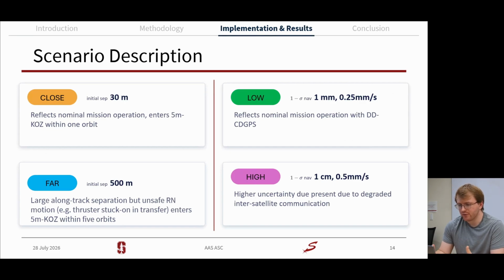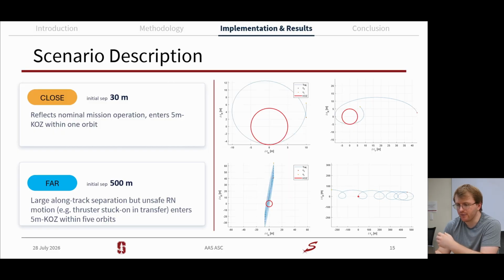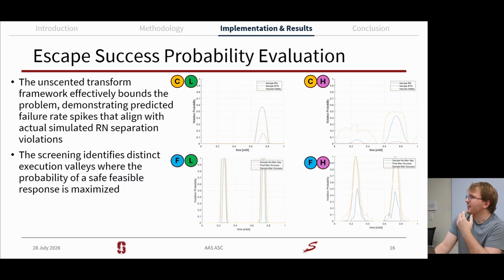And I'll have two levels of relative navigation uncertainty representing a good double difference carrier phase GPS solution and a degraded solution. This is geometrically what the relative orbits will look like in the close, on top, and the far scenario. So this is an investigation of what the resulting success probability looks like for all these combinations of cases.